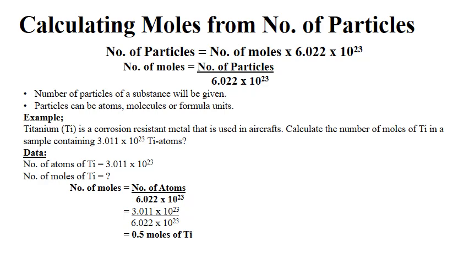So using the formula that I stated above, number of moles of a substance using number of particles can be calculated by dividing number of particles by Avogadro's number. In this case, since atoms are our particles, number of moles is equal to number of atoms divided by 6.022 into 10 raised to the power 23, that is Avogadro's number. So if we divide 3.011 into 10 raised to the power 23 by 6.022 into 10 raised to the power 23, the answer that we get is 0.5 moles of titanium.